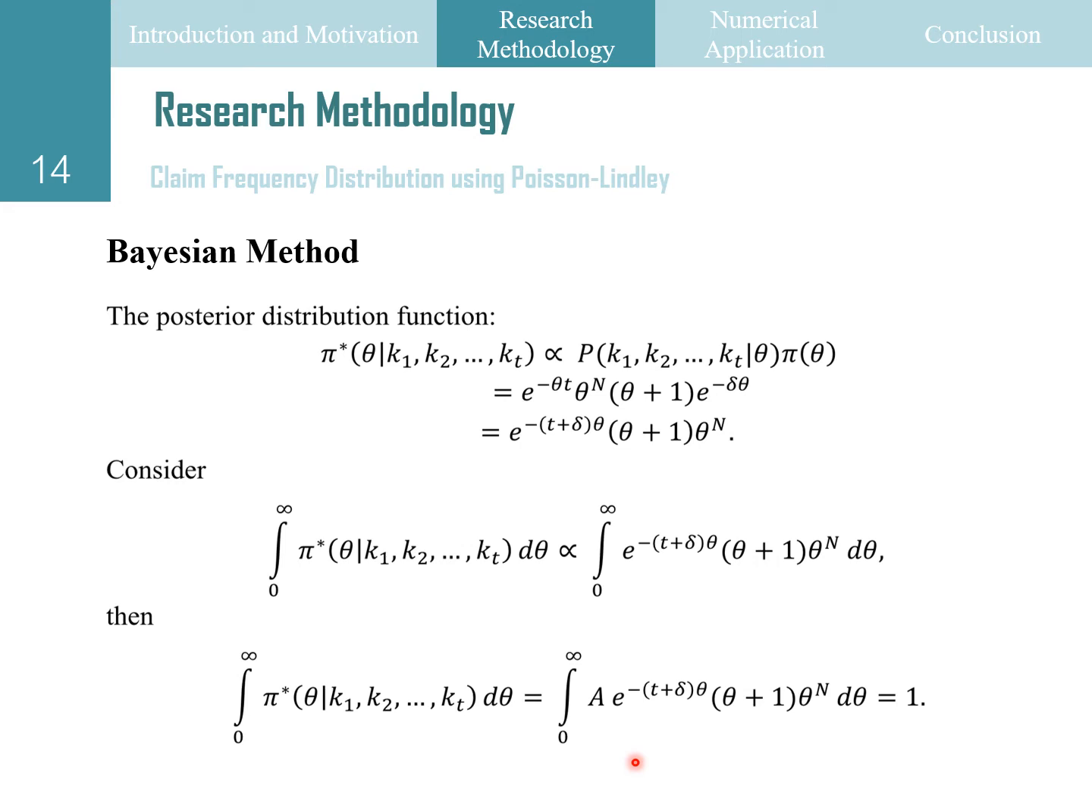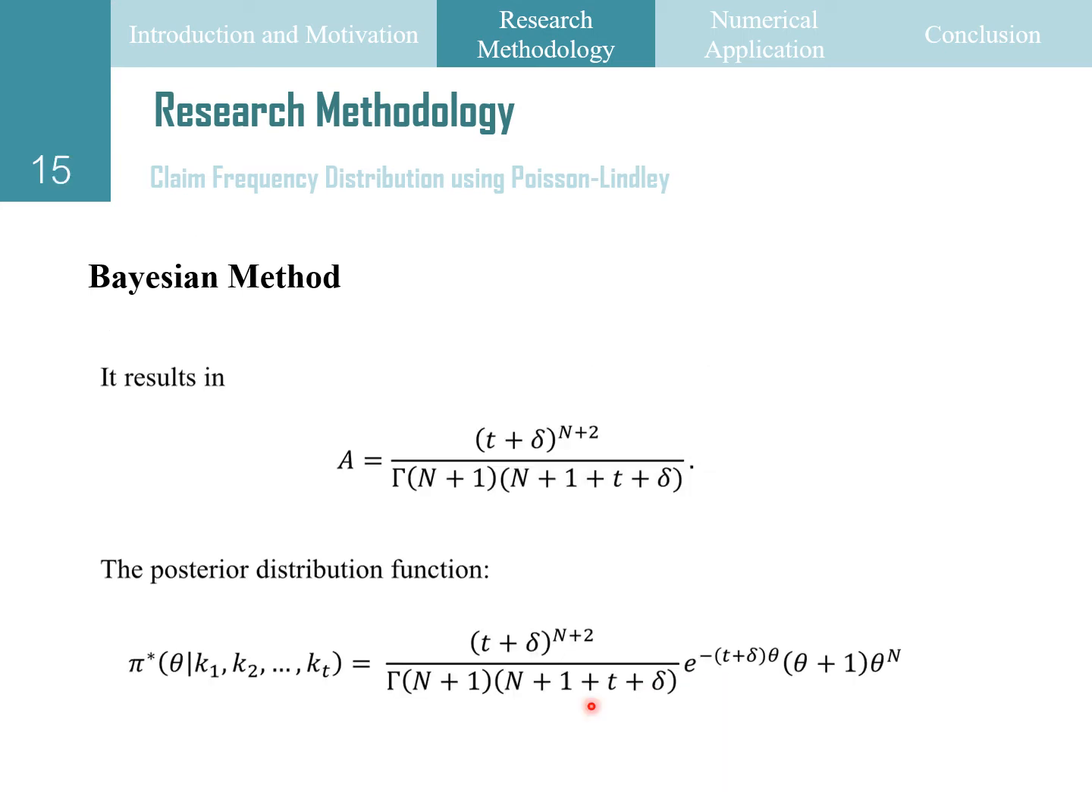Then the posterior distribution for a policyholder or a group of policyholders with claim history K1, K2 to KT can be obtained by applying the Bayes theorem. The posterior distribution function is proportional to the product of the likelihood function and the prior distribution. Considering the proportionality, we get this equation, where A is a constant. We can calculate the constant A like this. So, the posterior distribution function for the frequency component can be expressed by this equation.